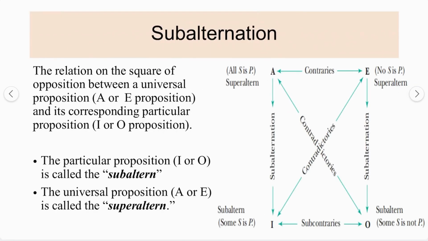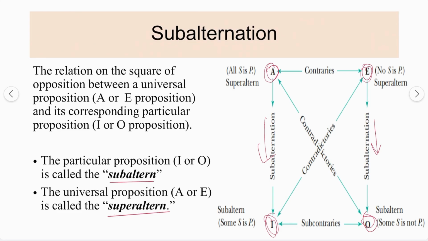Moving to the next one, we have subalternation. Subalternation is between the A proposition and I proposition, and the E proposition and O proposition. So it is the relation in the square of opposition between a universal proposition, जो आपका universal A, E proposition है, and its corresponding particular proposition, which is I and O. So this is subalternation. Now the particular propositions I and O are called subaltern and the universal propositions are called superaltern.